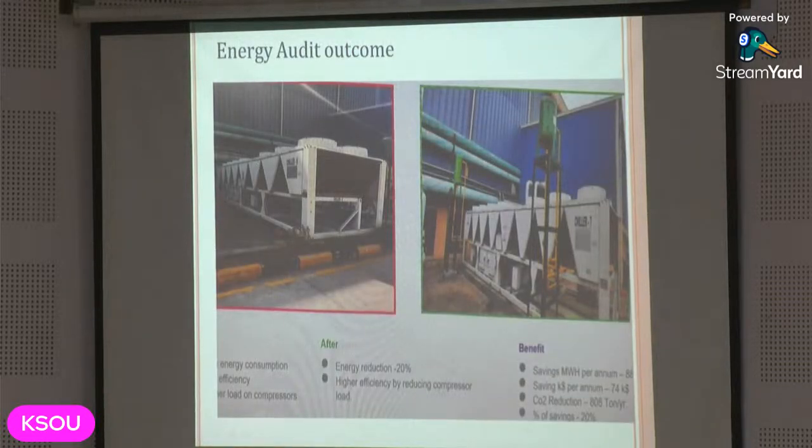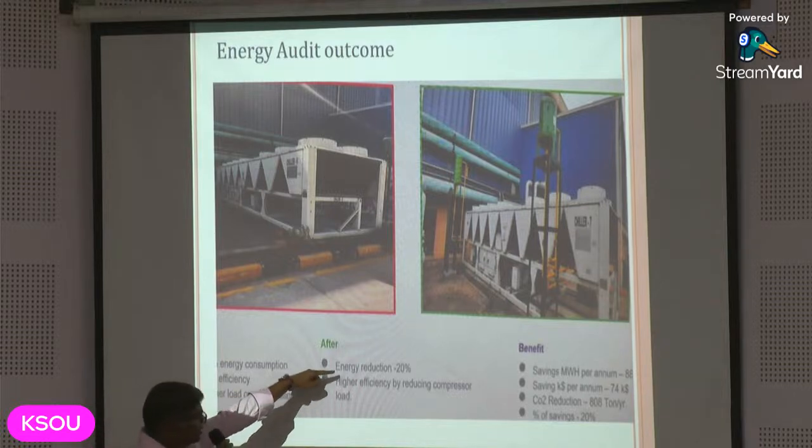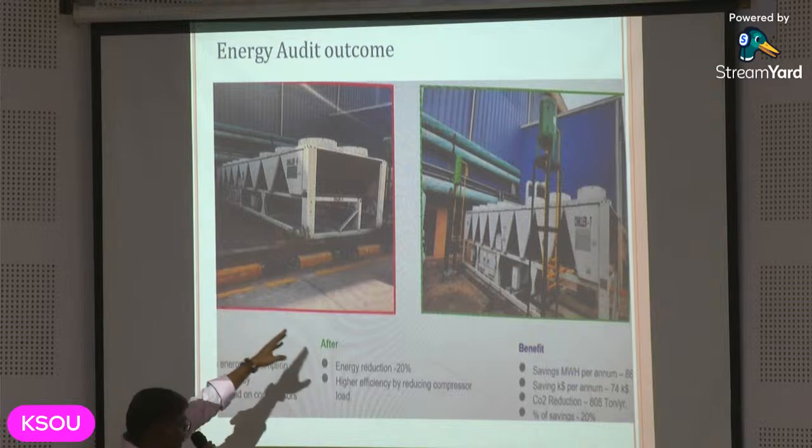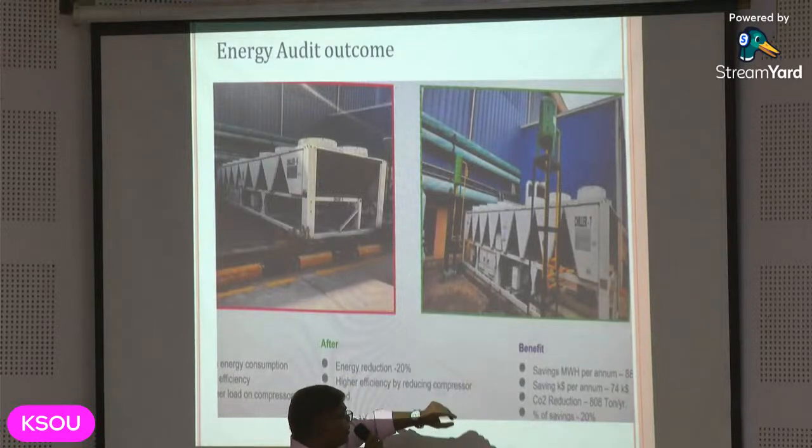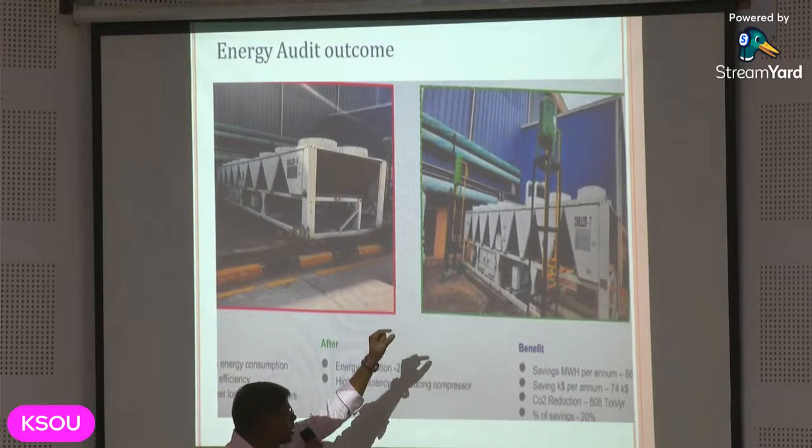So those are the recommendations during the audit. This is after the audit. In one of the audits, the recommendation was to install a simple compressor type of equipment in the chiller. You see, before, there was higher energy consumption, low efficiency, overload on compressors. After, there is energy reduction and higher efficiency by reducing compressor load. So this is before, this is after. You see, this is one of the equipment. Technically, I don't know exactly what that is. This is a small equipment that is installed.